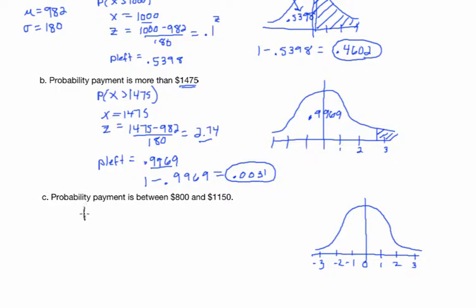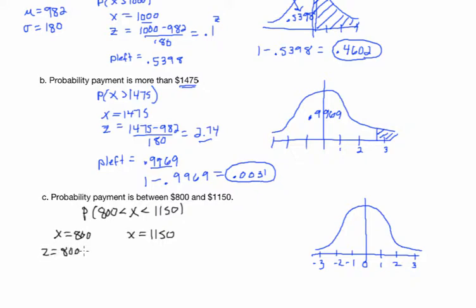The probability that our payment is between 800, or our x value is between these two values. That's what I'm looking for. So I have two x values that I need to turn into z-scores. I've got x is 800, and x is 1150. I'll turn those both into z-scores.